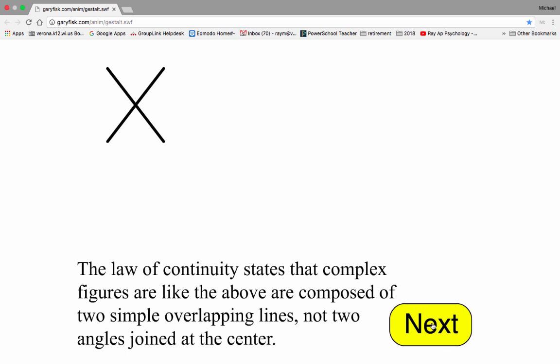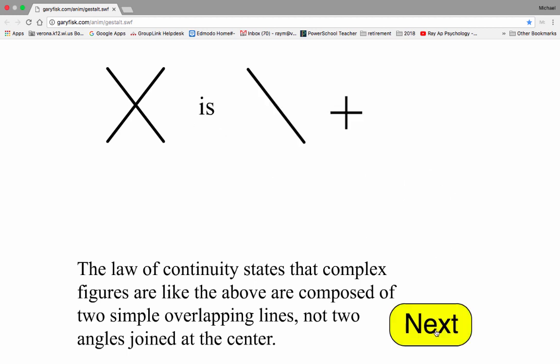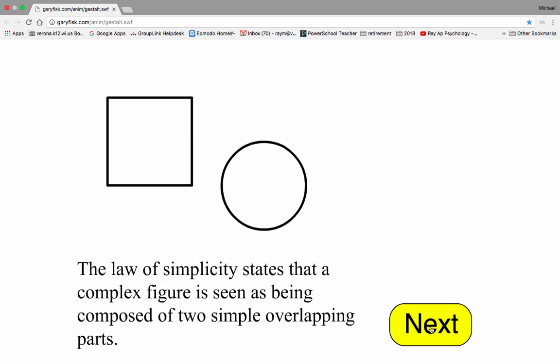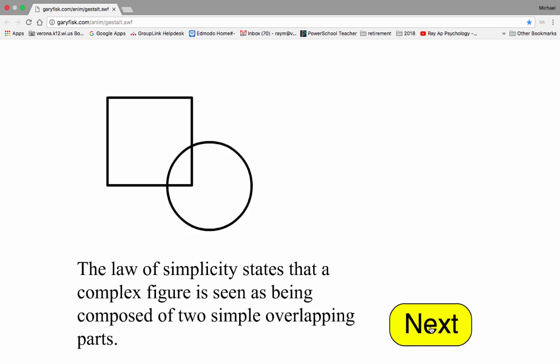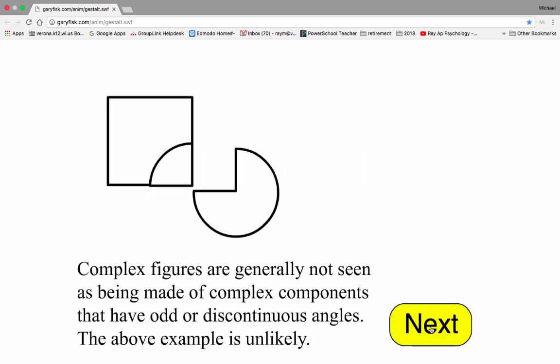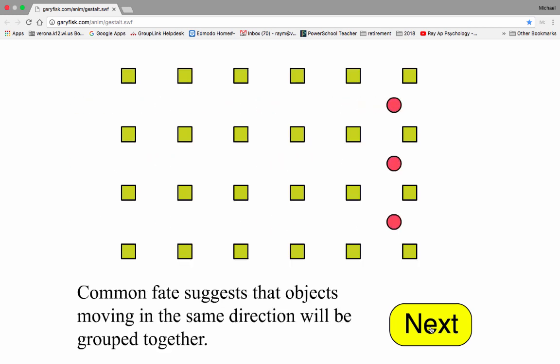And remember, the law of continuity demonstrates, and the law of pragnanz really, that we see this as 2 intersecting lines and not as 2 inward pointing arrows, because simpler is easier. And the law of simplicity, or the law of pragnanz, shows us that we probably see 2 separate images here, a square or a block and a circle, and not something like this, which would be a more complex image. So the law of pragnanz is at work here. Law of simplicity showing that we tend to group things in their simplest fashion.